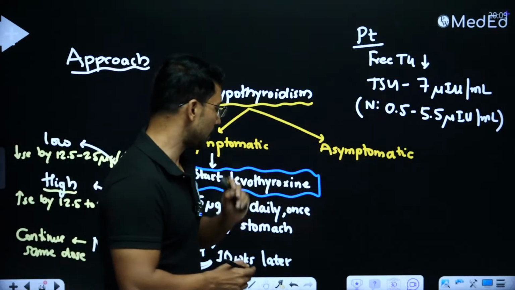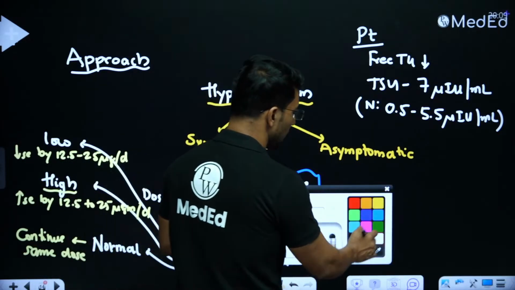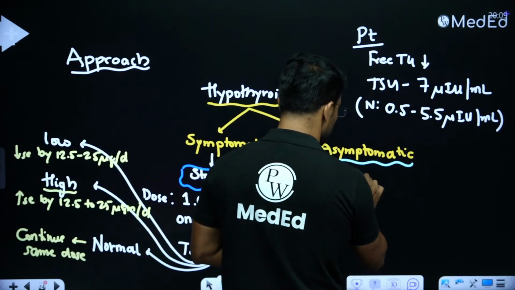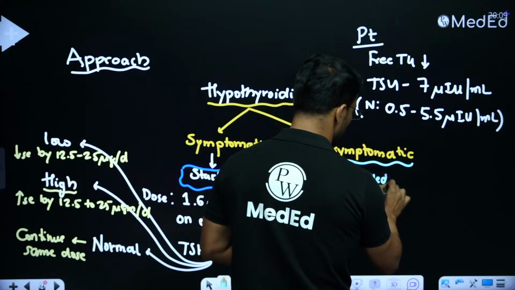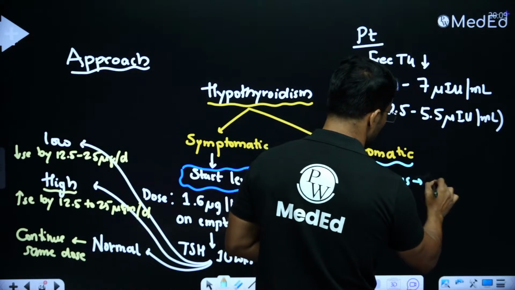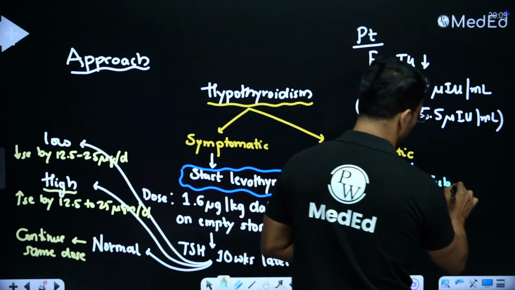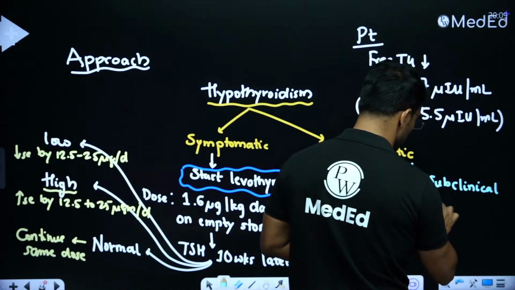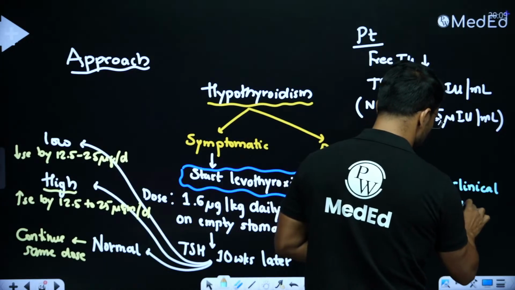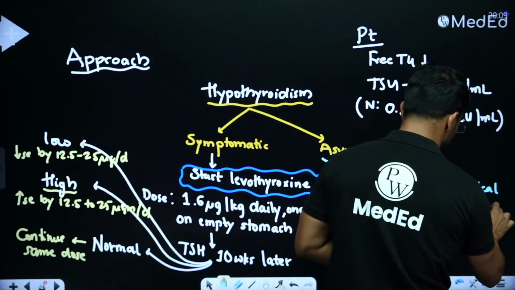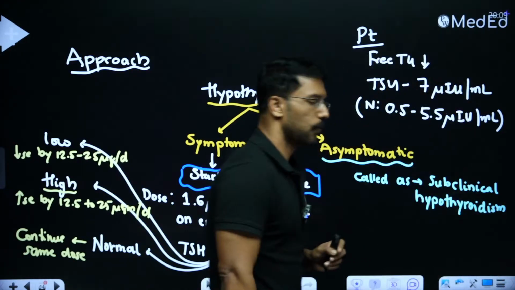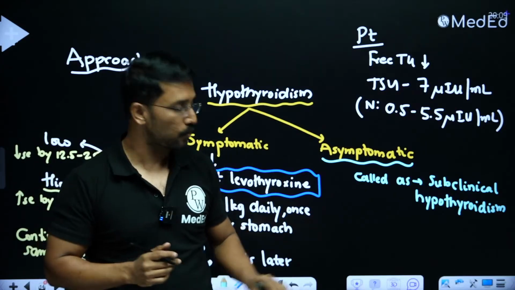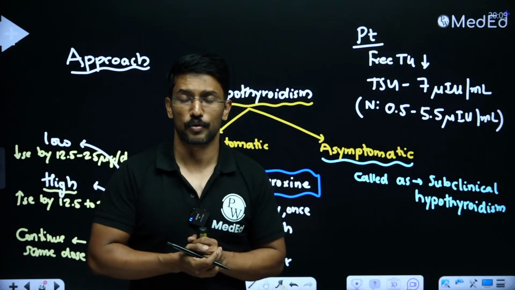But then for those who are asymptomatic, should I start the treatment? The answer is no. If they're asymptomatic, we call it subclinical hypothyroidism. Why is it called subclinical? Because there are no symptoms. Hypothyroidism is there but symptoms are not, so we call it subclinical hypothyroidism.